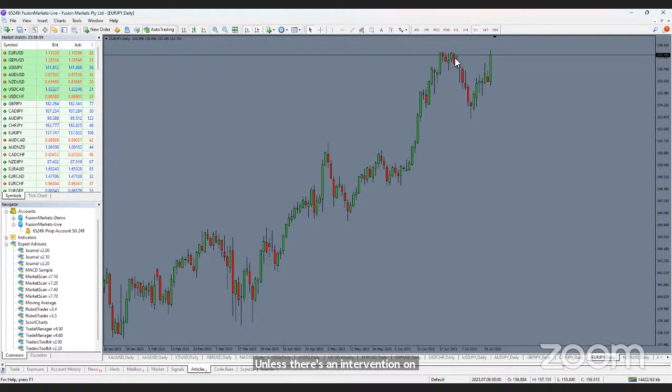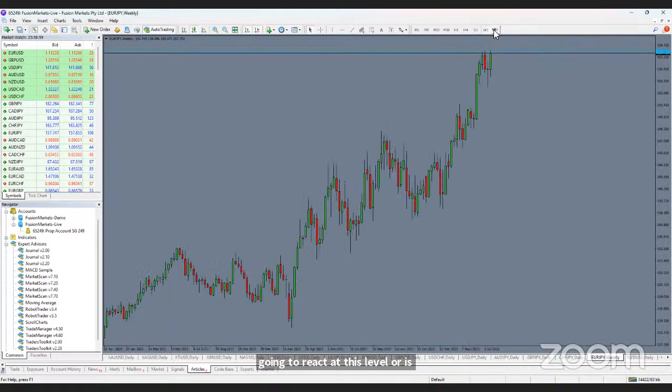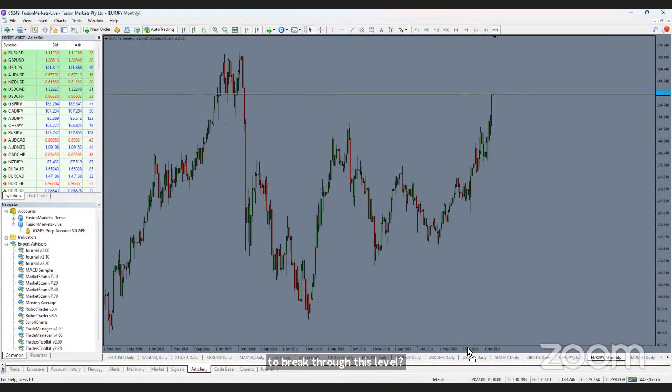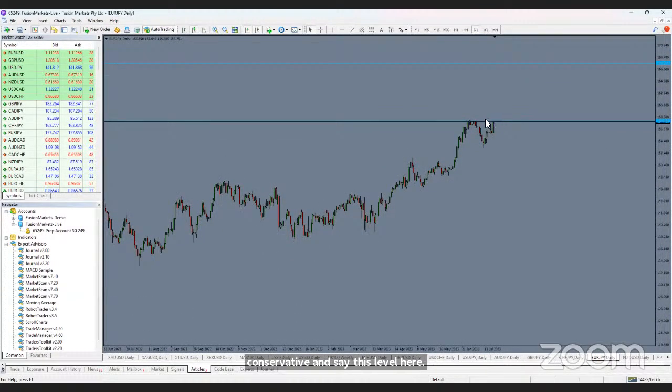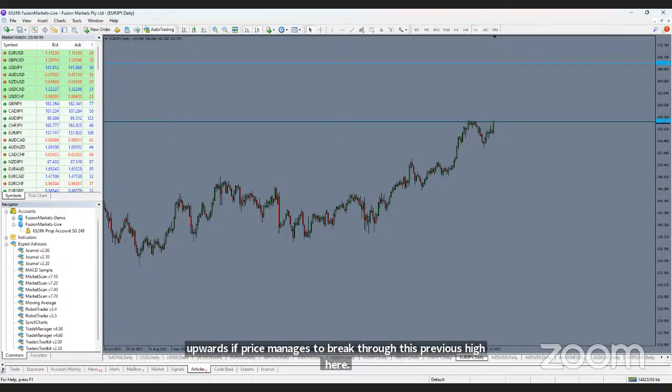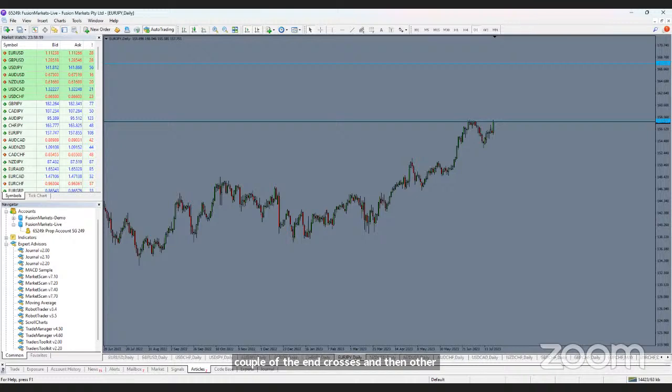Euro yen also looking bullish, just approaching these previous highs over here. So we need to be careful and see, is price going to react at this level, or is it going to manage to break through this level? Again, we don't really have much above where price currently is until we get all the way up to, let's be conservative and say this level here, which is a long way away. So plenty of room to trade upwards if price manages to break through this previous high here. So Euro yen I'm also very bullish on. So those are a couple of the yen crosses, and then there are quite a few other things that I want to look at actually.